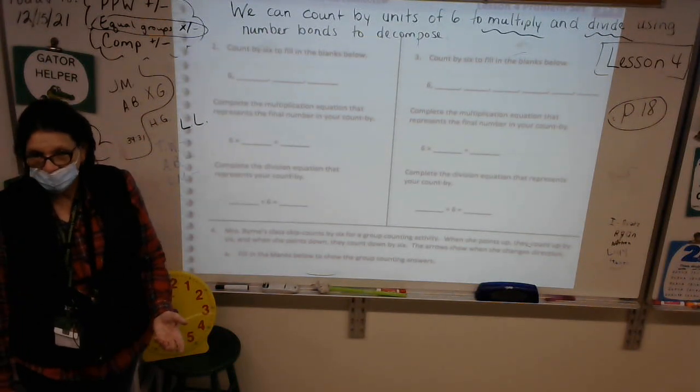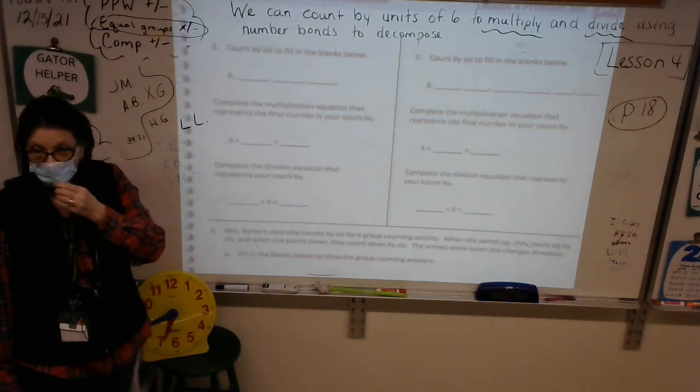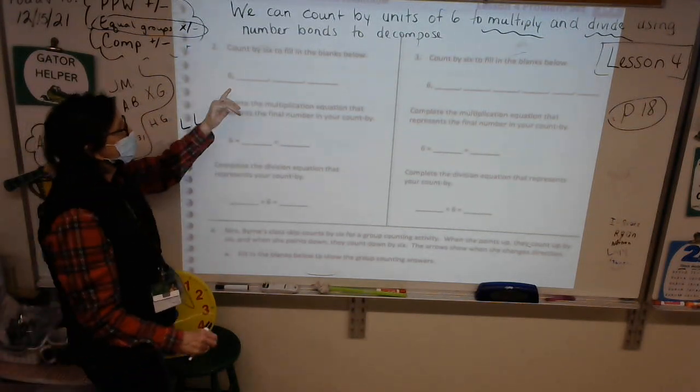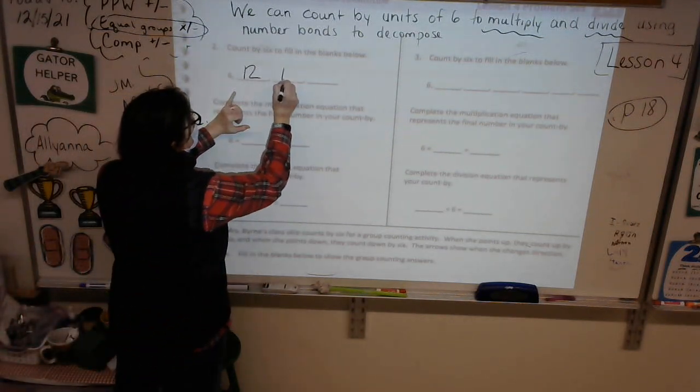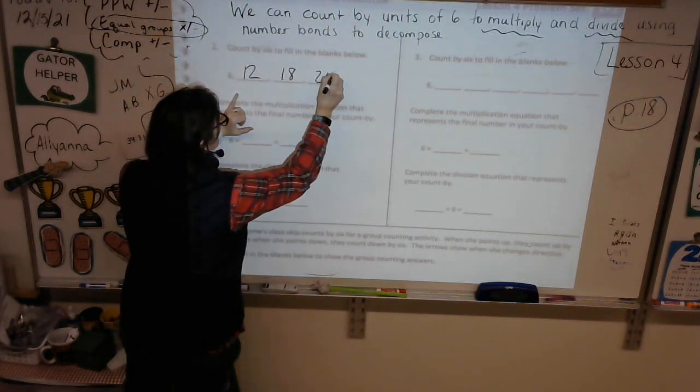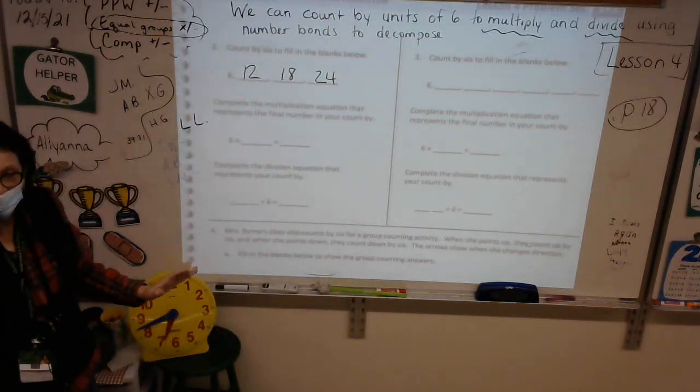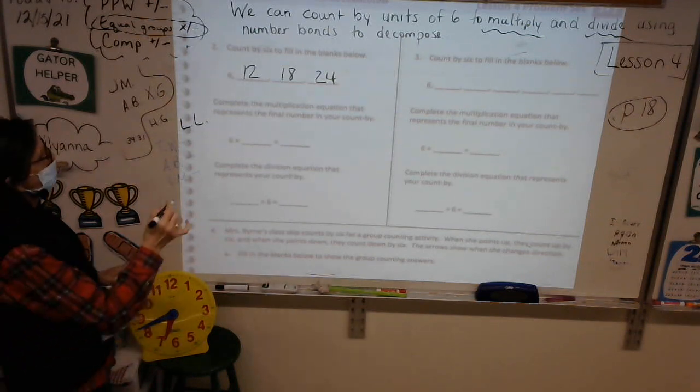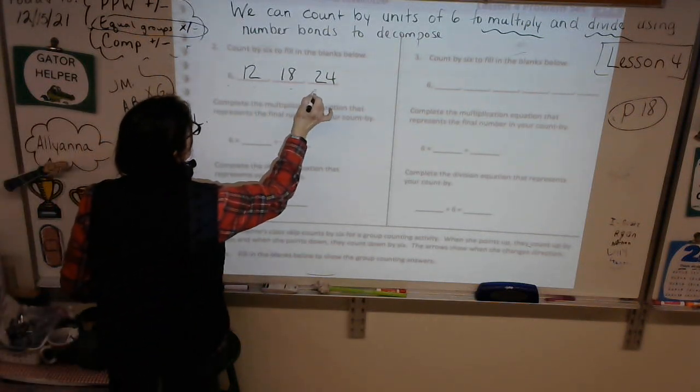Some of you already have it done. Can you guys help me do it? Yeah. We sing the song. 6, 12, 18, 24. Very good. That's all it wanted us to do is count by 6. How many times? 1, 2, 3, 4.